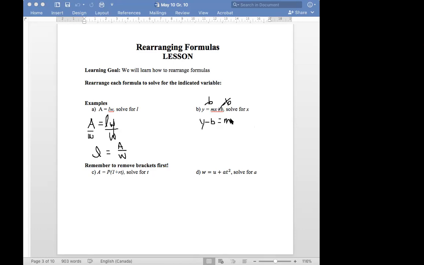And again, we have to get x on its own. So we need to get rid of this m that's here, and it's being multiplied at the moment. So what we're going to do is divide by m on both sides. So that cancels that out. And so we are left with x is equal to y minus b over m.